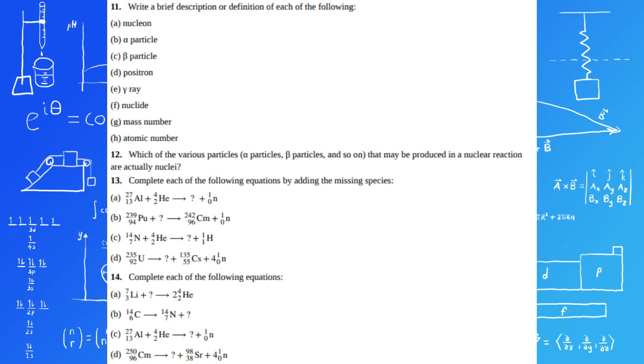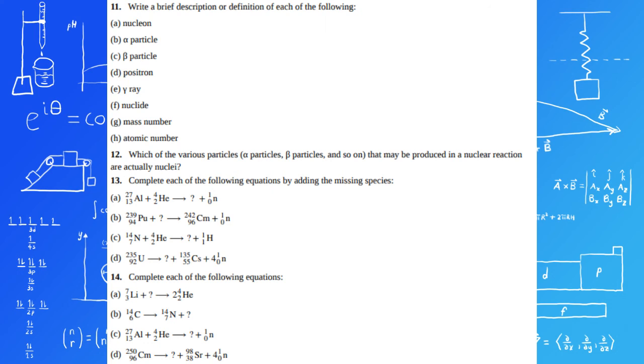Anyway, number 12. Which of the various particles that may be produced in a nuclear reaction are actually nuclei? Okay, well, the beta particle is not. The positron is not a nucleus. Alpha particles are nuclei. They are the nuclei of helium atoms. So that's one. Protons are nuclei. They are the nuclei of hydrogen atoms. Anything else? I think that's it. Neutrons alone can't be nuclei. You need to have at least one proton. Okay, so that was an interesting question.